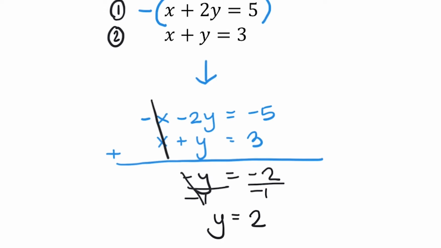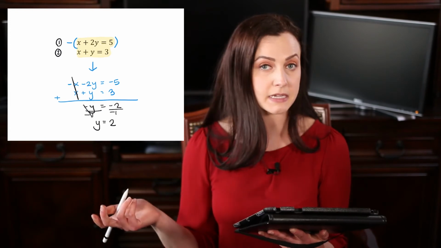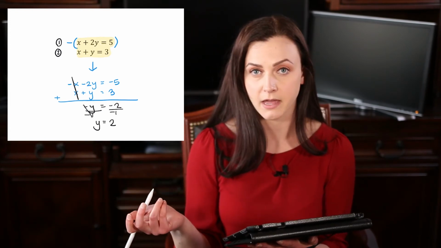Now that we know y is 2, we need to find x. So what you would do is come back up here, and I would use one of your two original equations, whichever one you want, to find x. It doesn't matter which equation you pick. To me, I think equation 2 looks a little bit easier, but again, it doesn't really matter.